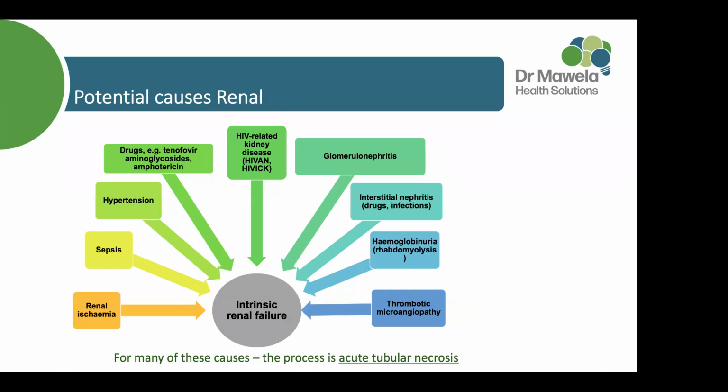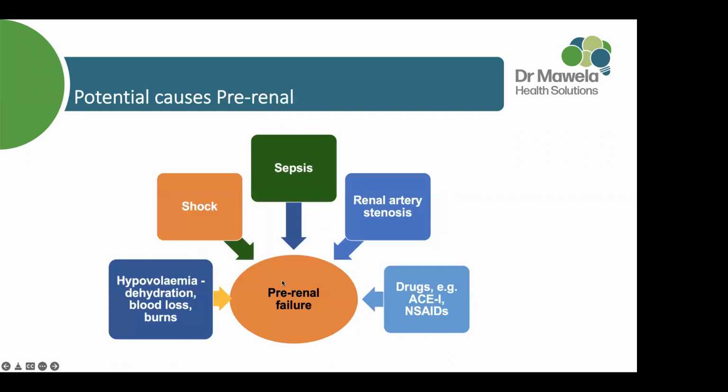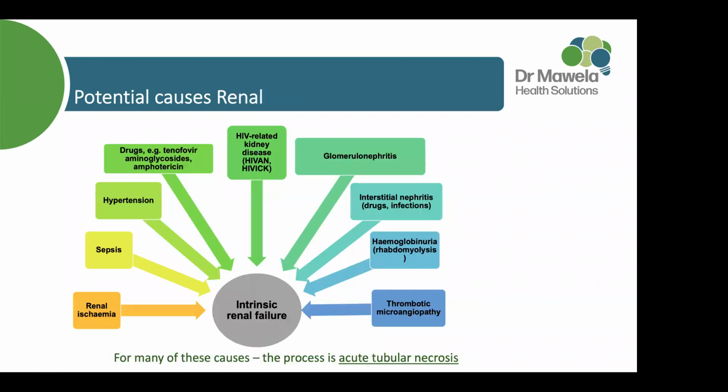In terms of intrinsic, it's actually a whole lot of conditions beyond what you are looking at here. Renal ischemia, usually as a result of pre-renal issues where now the kidneys are not getting enough blood supply, sepsis, hypertension, nephrotoxic drugs, tenofovir, your amikacins, gentamicins, amphotericin B for the treatment of cryptococcal meningitis, and many other drugs.